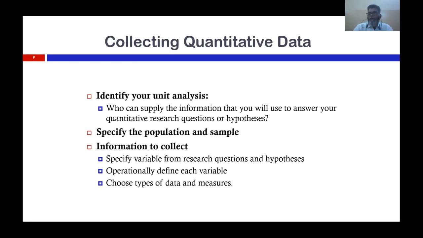So identify your unit of analysis means you need to know from whom you can get proper information for your quantitative research questions as well as hypotheses, and specify the population. That means from how many members you are going to collect the information. Suppose I am talking about your classroom, let it be 45 members; I say the population is 45 because I am going to collect the information from 45 members. And sample means what?